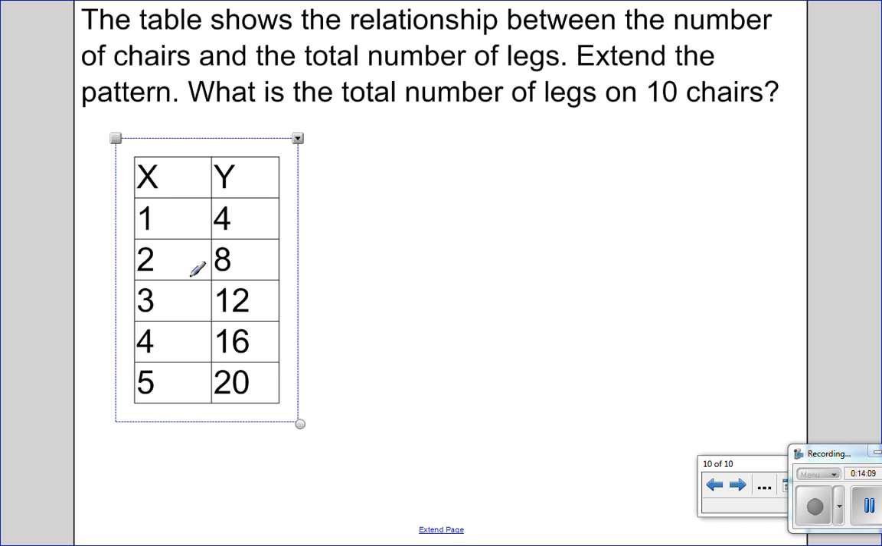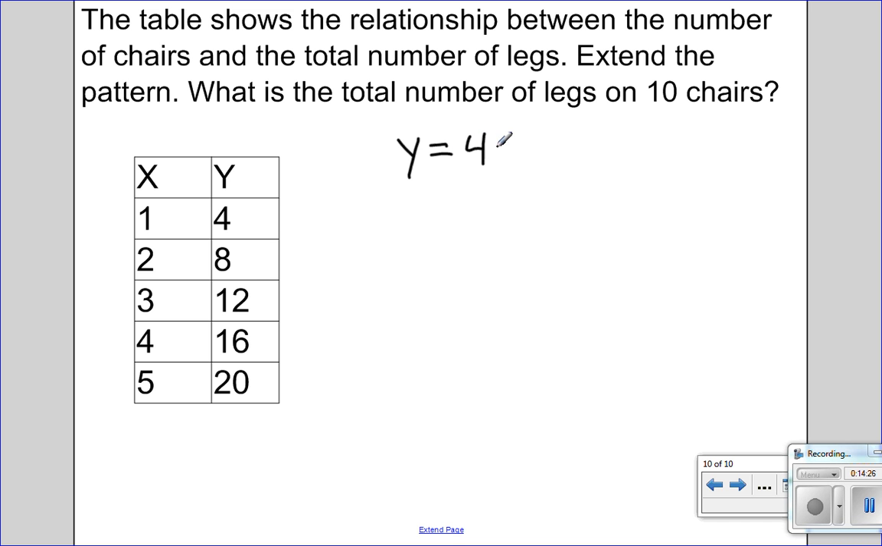How am I going from 1 to 4, 2 to 8, 3 to 12, 4 to 16, 5 to 20? It seems like every single time it's a number times the number of chairs to get the number of legs, and that number is 4. So y equals 4 times the number of chairs, and that gives me the number of legs. Now my question is asking what is the total number of legs on 10 chairs, so all I have to do is plug it in. y equals 4 times 10, and I get y equals 40. So there will be 40 legs when I have 10 chairs.